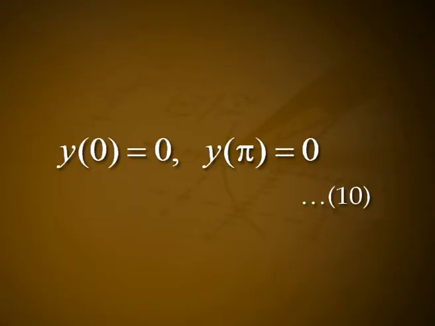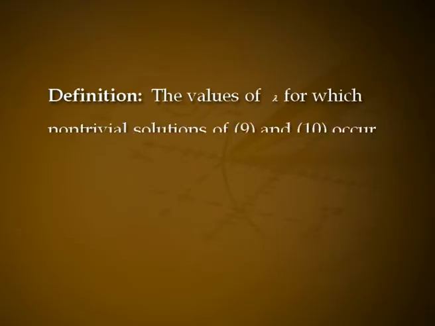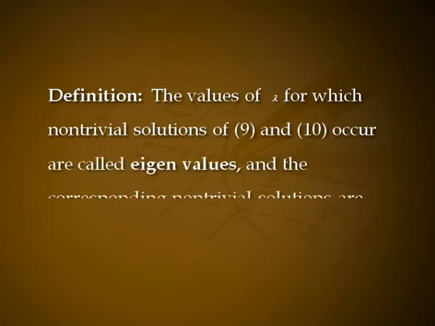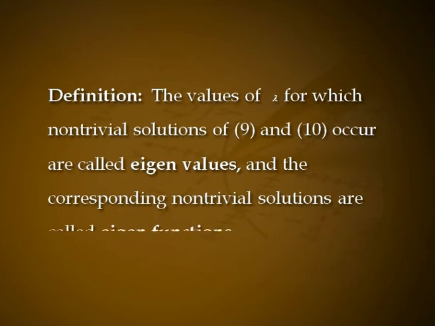Let it be 9, with the boundary conditions y at 0 equal to 0, y at π equal to 0. Let it be 10. We define eigenvalues and eigenfunctions as follows. Definition: the values of λ for which non-trivial solutions of 9 and 10 occur are called eigenvalues, and the corresponding non-trivial solutions are called eigenfunctions. Problem 8. Discuss whether λ equal to 1 is an eigenvalue of the boundary value problem 9 and 10. Give some eigenfunctions. Is λ equal to 2 an eigenvalue?